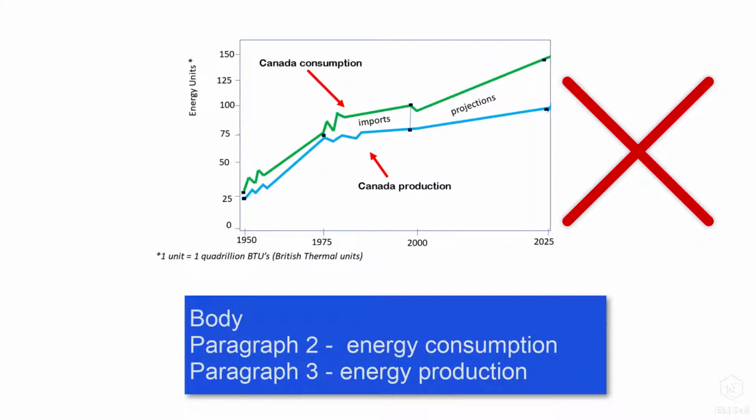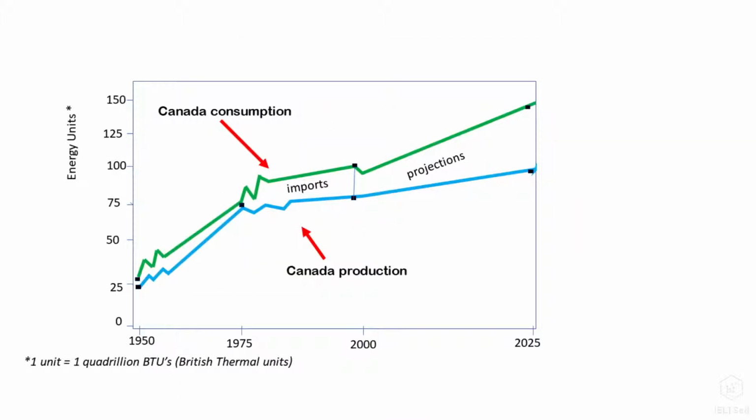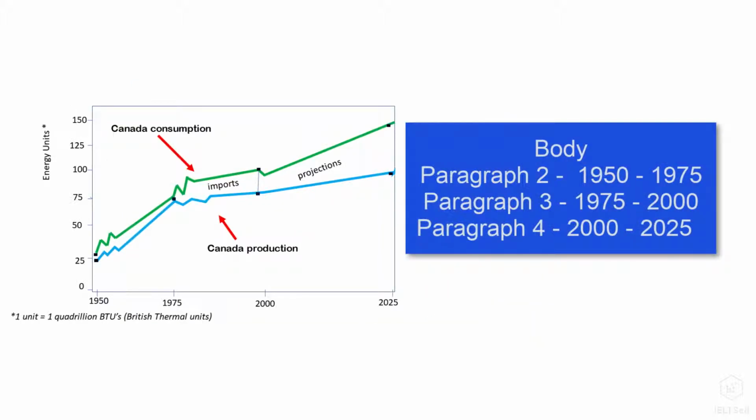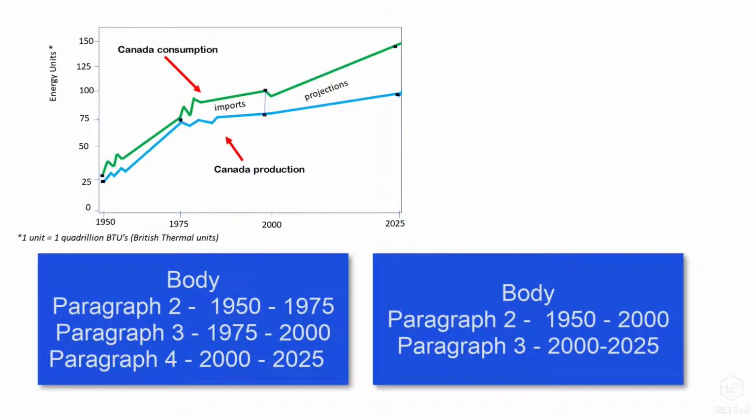One other way we can organize the data in paragraphs is by time. Look at the x-axis. So we could do it this way. Body, paragraph 2, 1950 to 1975. Paragraph 3, 1975 to 2000. Paragraph 4, 2000 to 2025. You can also do it this way. Body, paragraph 2, 1950 to 2000. Paragraph 3, 2000 to 2025.